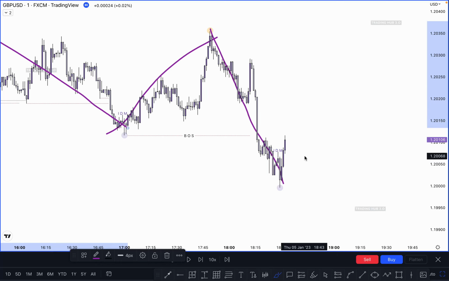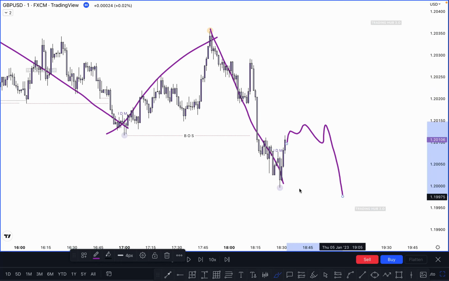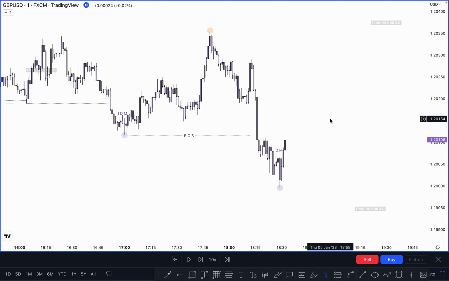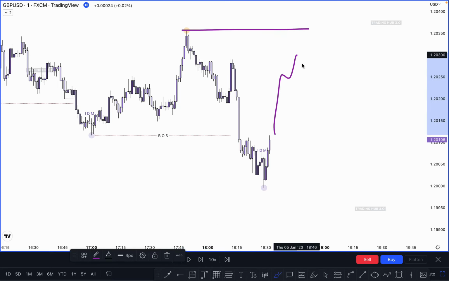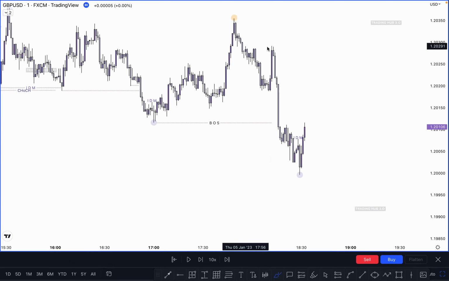Now again, if the market breaks this low and closes below it, this also becomes a break of structure. So let's see what happened next after this move. If the market breaks this high and closes above it, this becomes a change of character, but the market must close above it. If it does not close above it, that's not a change of character, which will be counted as a liquidity sweep. So let's see what happened next after this move.